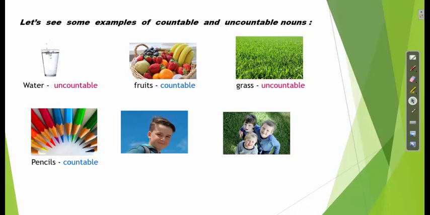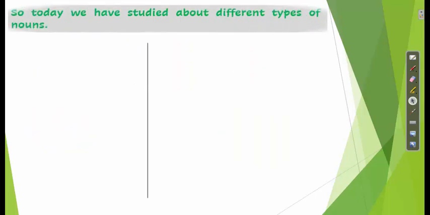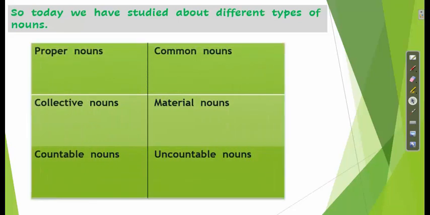There are 12 pencils. We can count the pencils that we can see in the picture, so it comes under countable noun. Hair. It is impossible to count the hair on our head, thus it comes under uncountable noun. Boys. By looking at the picture, we can tell that there are 3 boys standing together, thus it comes under countable noun. So today we have studied different types of nouns, and they were proper nouns, common nouns, collective nouns, material nouns, countable nouns, and uncountable nouns.